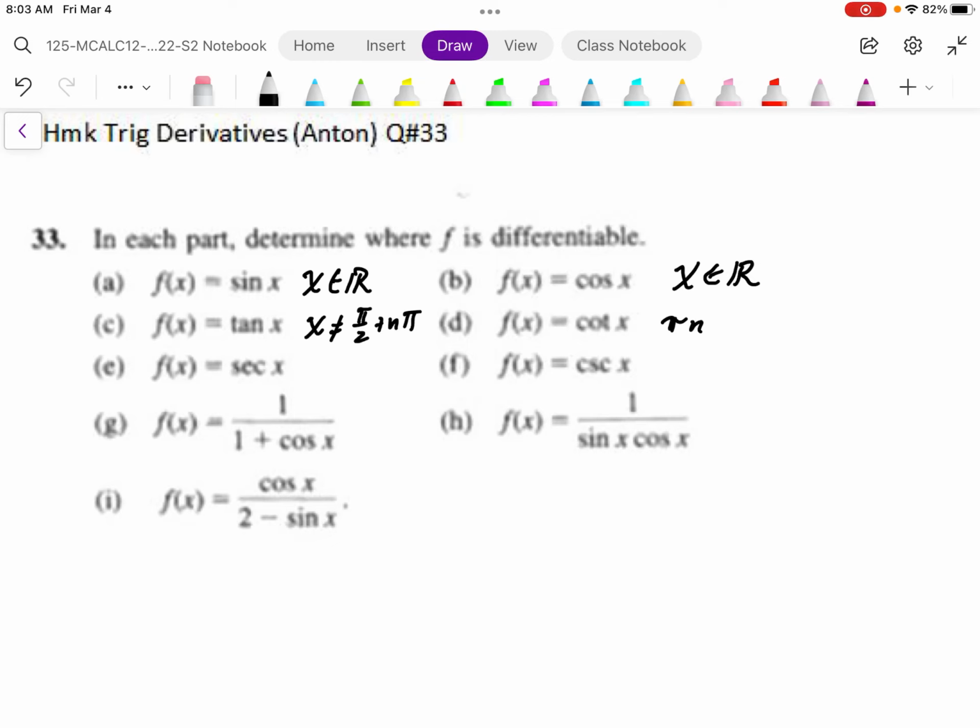For secant, it follows cosine. So wherever cosine is going to hit 0, that's going to be where we're going to end up with vertical asymptotes, in the denominator. So x cannot equal, so this should have been x not equal to n pi. So for secant, it's going to be same as tan, x not equal to 90 degrees or pi over 2 plus n pi, and cosecant then follows the cotan.